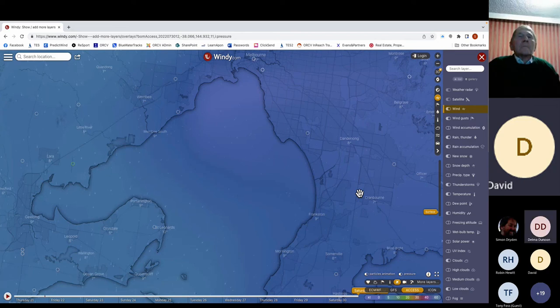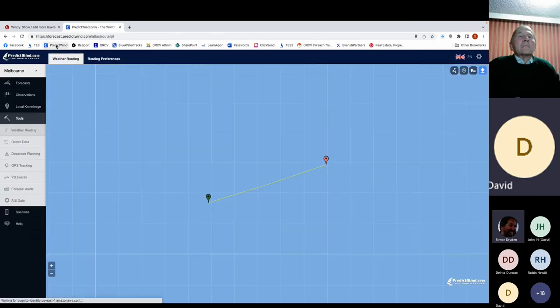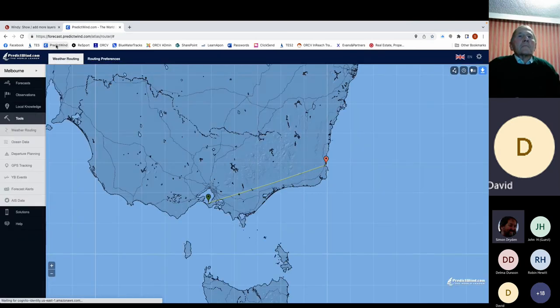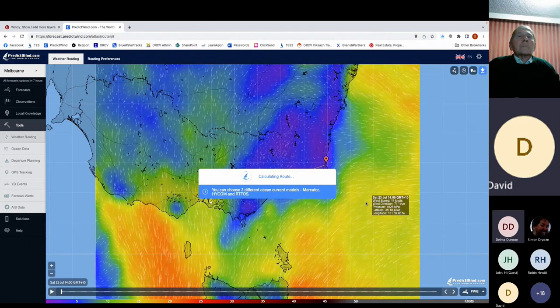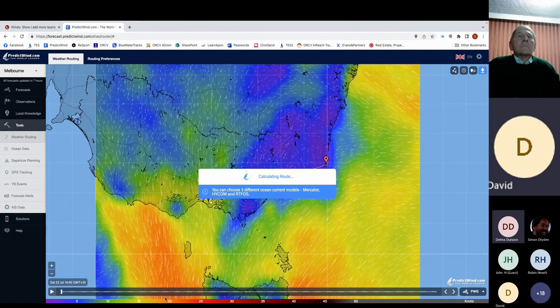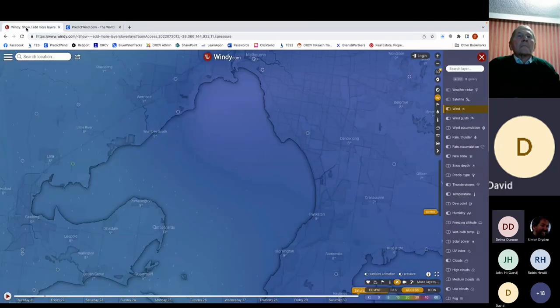Are there any other questions? Sorry, Simon, did you mean for that plan you'd use PredictWind or Windy? This currently is Windy. And I'll show you PredictWind, and I'll give you an example of what we're doing. So there's my plan to go to Eden, and I just download the model. Simon, I think you said you used PredictWind for the final, don't you?